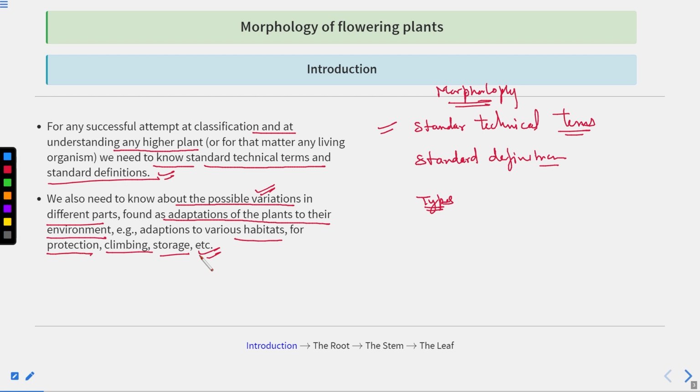So for this we see different types of variation in the morphological features. Morphological features means the roots, the stems, the leaves. These are the morphological features. And there are so many modifications, and that gives you the variation in that particular part of the plant. So we will deal with all these things in this session.